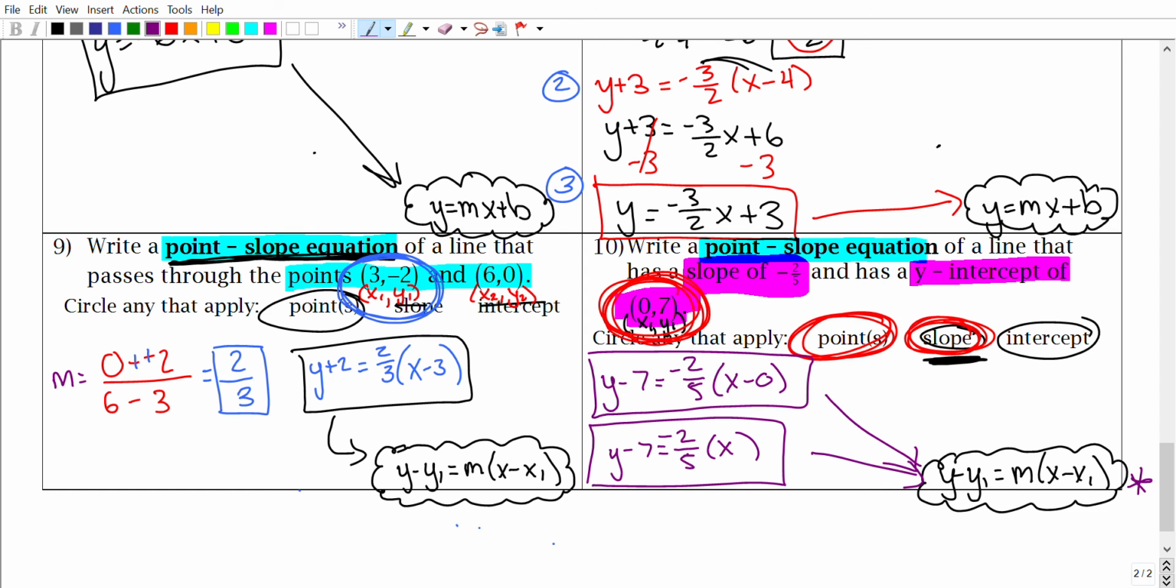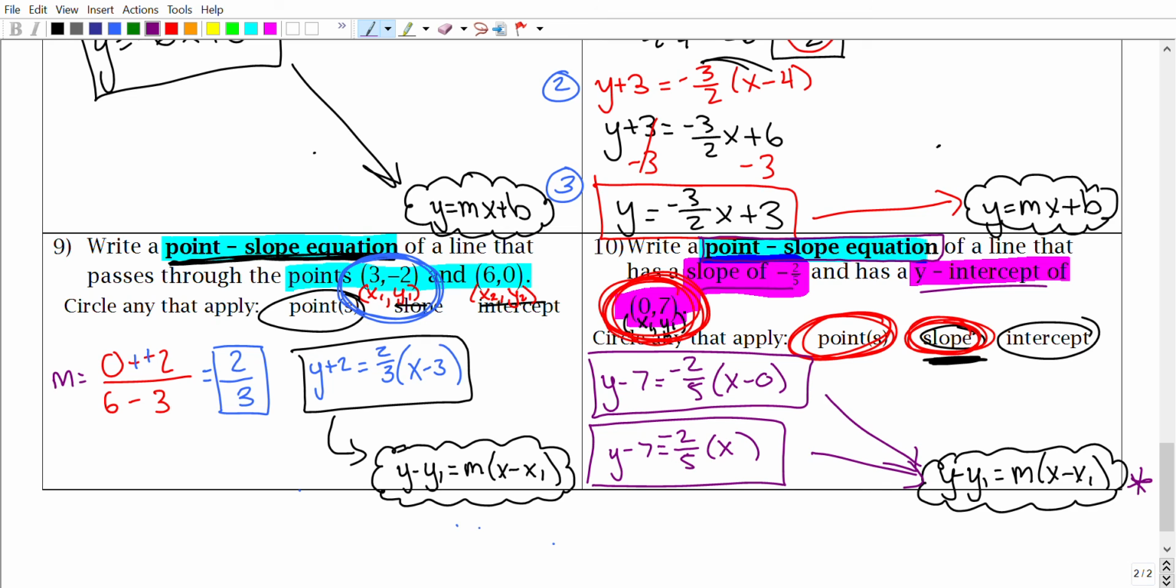We did not want to write it in slope-intercept form. We could have, if that's what they asked us for, because actually we were given right off the bat a slope and a y-intercept. So we could have gone straight to y equals mx plus b, but that's not what we were asked. We were asked to write something in point slope form.